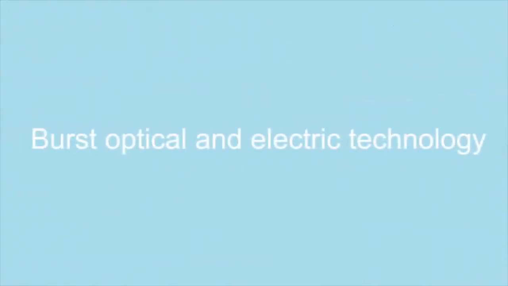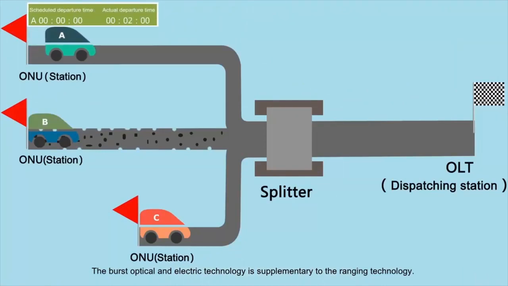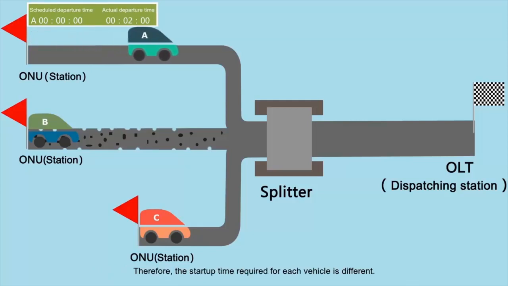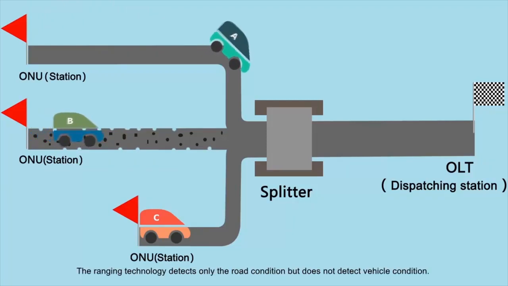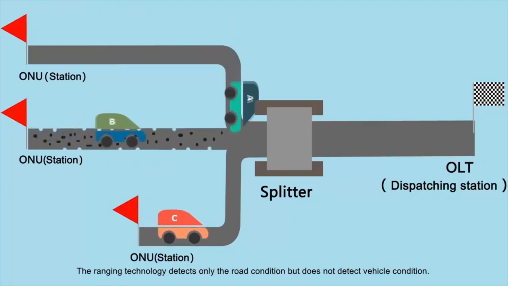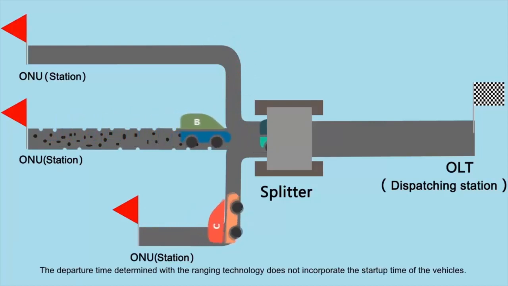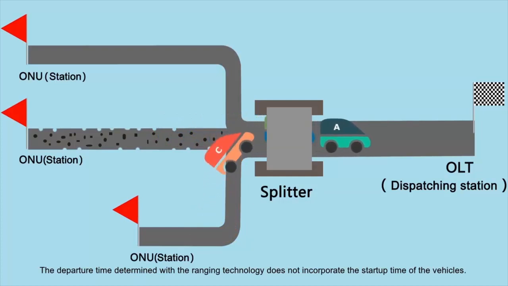Burst optical and electric technology. The burst optical and electric technology is supplementary to the ranging technology. The service lives of vehicles are different. Therefore, the startup time required for each vehicle is different. The ranging technology detects only the road condition but does not detect the vehicle condition. The departure time determined with the ranging technology does not incorporate the startup time of the vehicles.